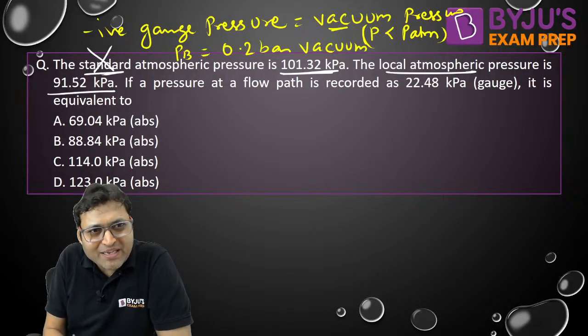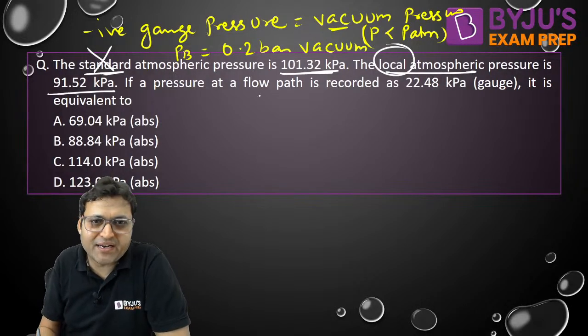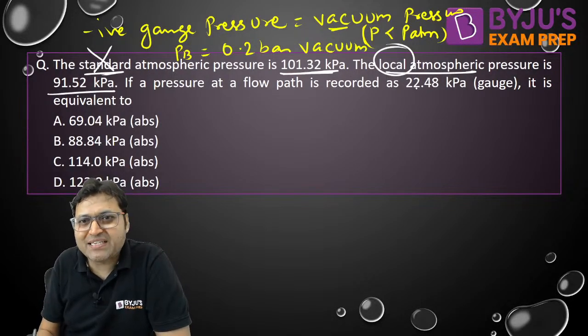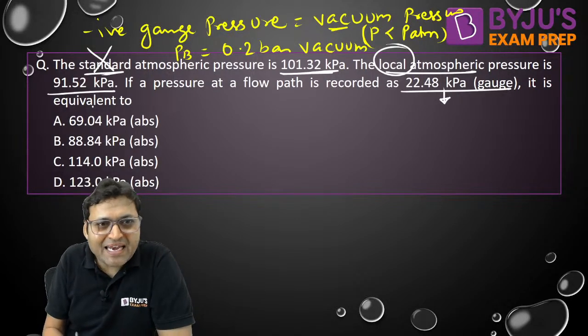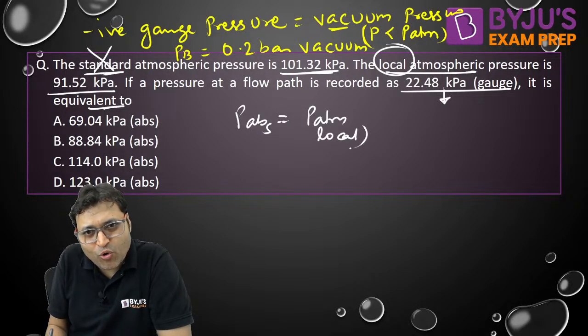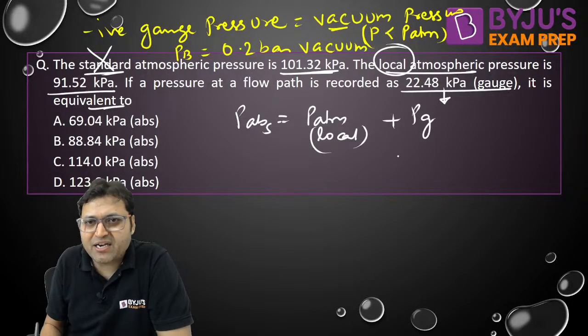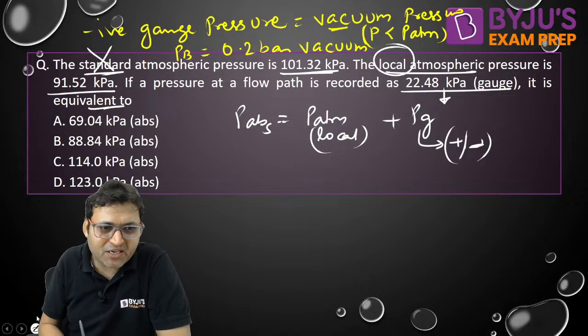We are always interested in the local atmospheric pressure which the barometer reads. If a pressure at a flow path is recorded as 20.48 kilopascal gauge, then the absolute pressure will be equal to atmospheric pressure, that is the local one, plus the gauge pressure. Gauge pressure is positive, so you should put it with the sign. If it is negative, put the value of gauge pressure with the negative sign.